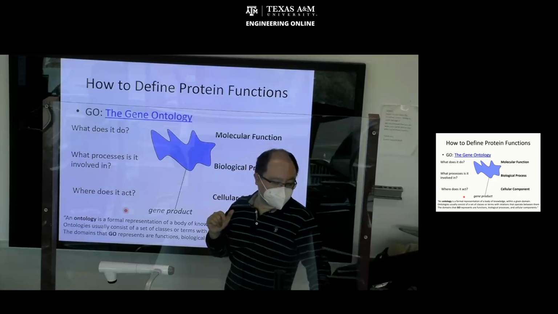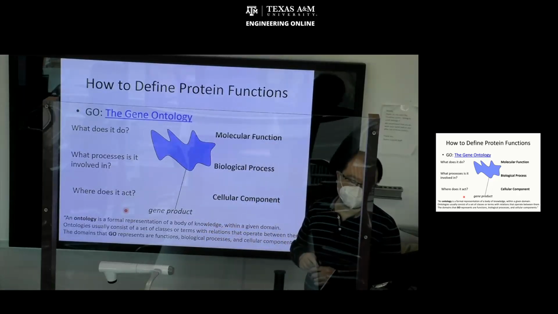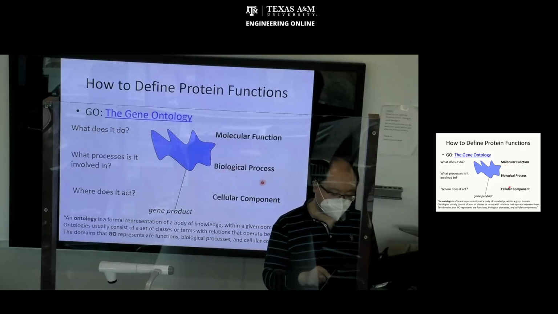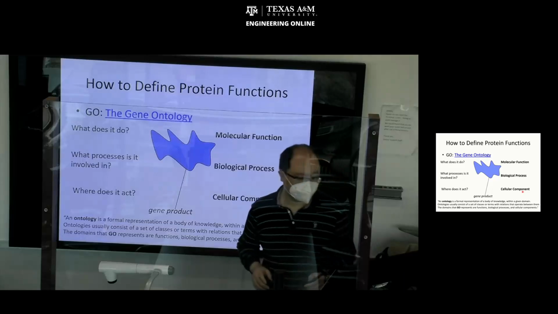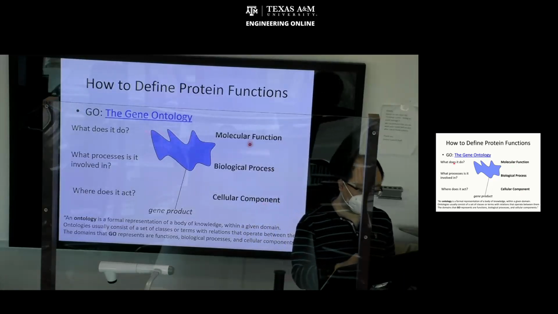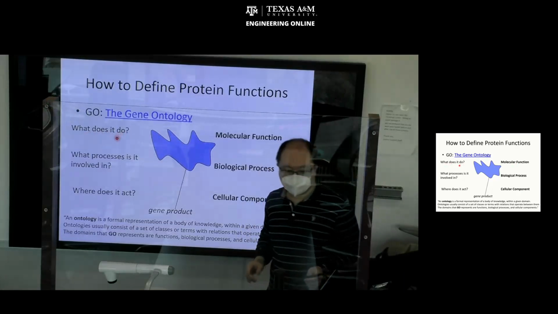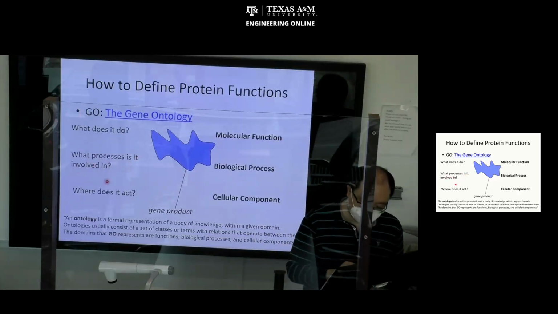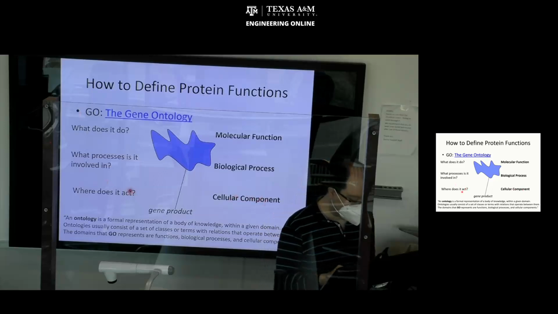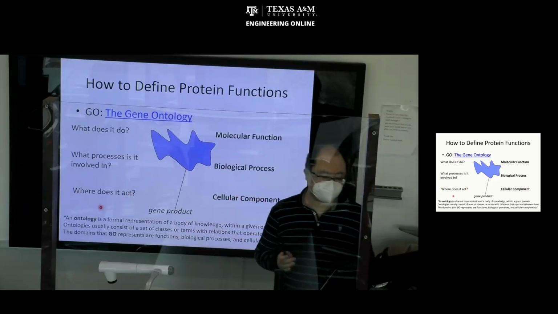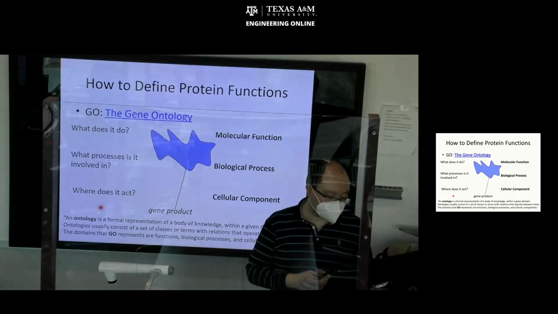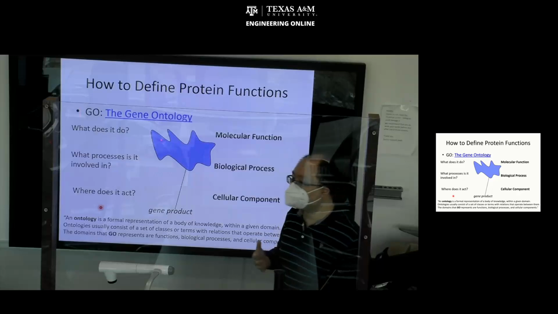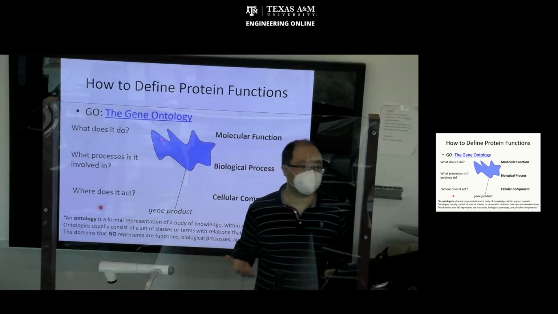So gene ontology basically consists of three ontologies: molecular function, biological process, and cellular component. Molecular function says, what does this protein do? Biological process asks, what processes is it involved in? And cellular component asks, where does that happen? So this is why we have three ontologies. The reason we call it gene ontology is because proteins are gene products, right? Remember, it's translated.